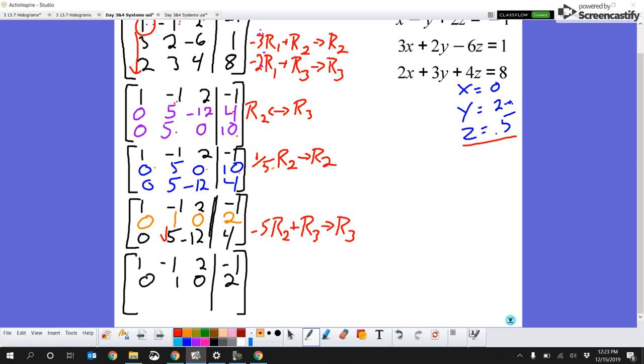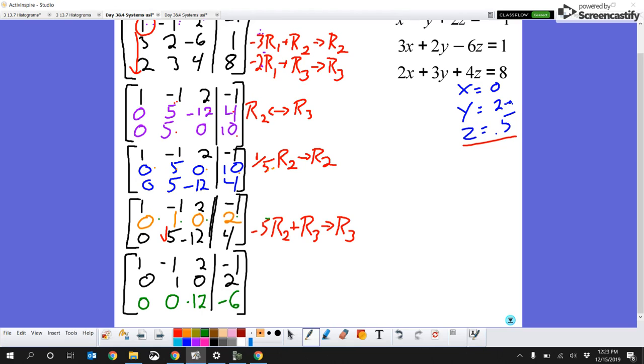My cat. Okay. So negative 5 times 0, that's 0, plus 0 is 0. Boy, that's a lot of zeros. Negative 5 times 1, that's negative 5, plus 5 is 0. Negative 5 times 0 is 0, plus negative 12, that's negative 12. Negative 5 times 2 is negative 10, plus 4 is negative 6.